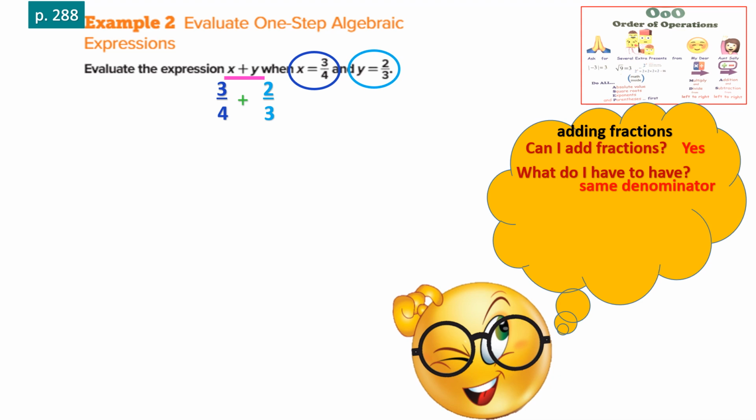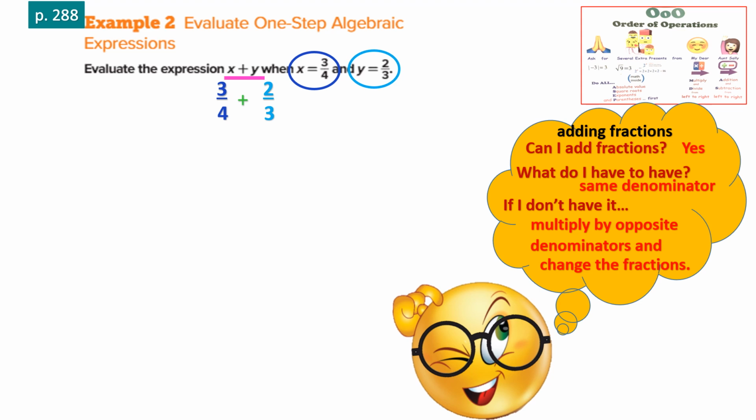Common denominators are important. If I don't have a common denominator, I cannot add, I cannot subtract, I can't even compare for greater than and less than. So I have to have common denominators. Well, if I don't have it, here I don't, how am I going to find it? I'm going to multiply by my opposite denominators. That allows me to change my fractions, and then I can do my addition.